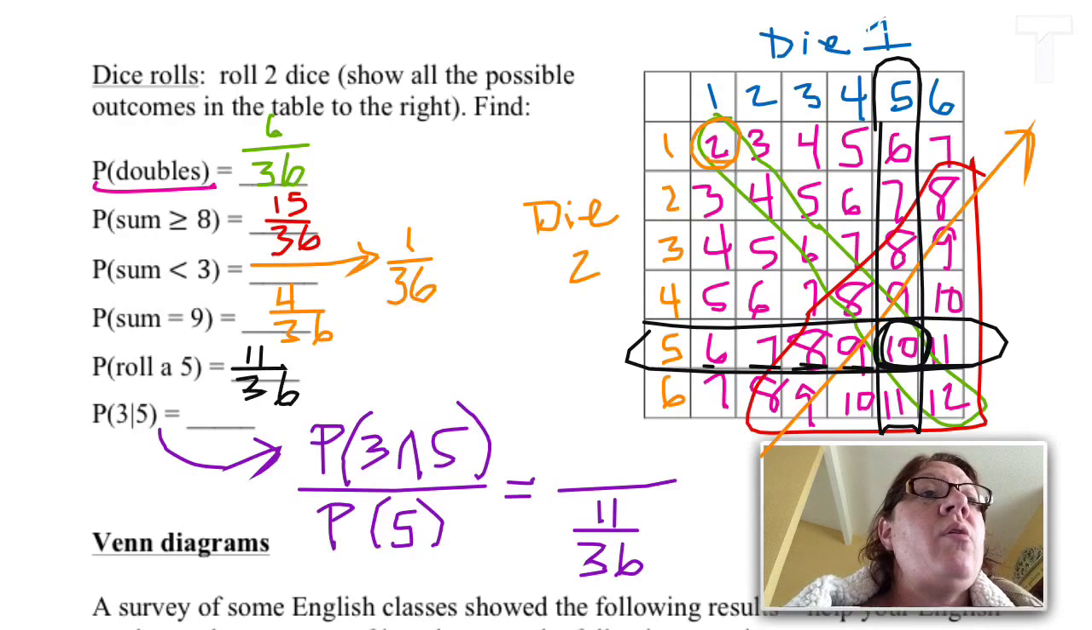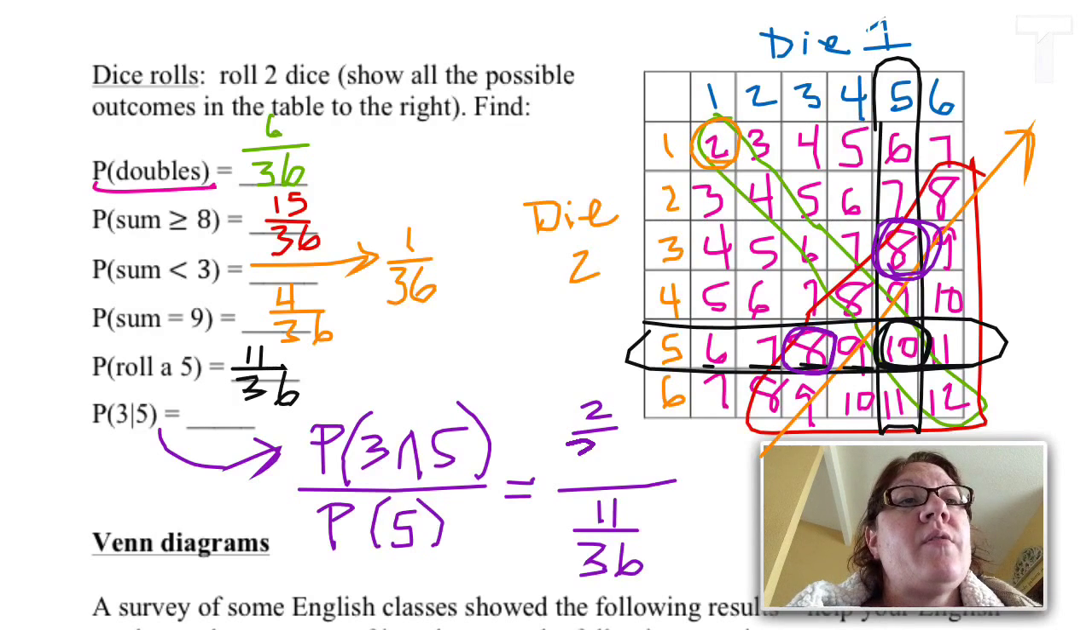And where did I roll a 3 and a 5? Well, I rolled a 3 and a 5 right here. And I rolled a 3 and a 5 right here. So that was 2 out of 36. And then with some math magic, I'll end up with 2 out of 11.